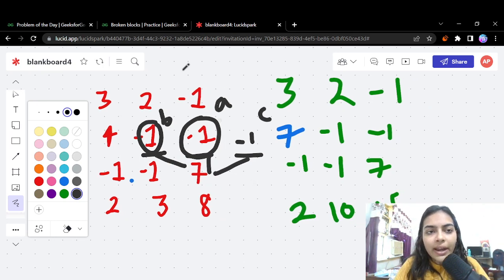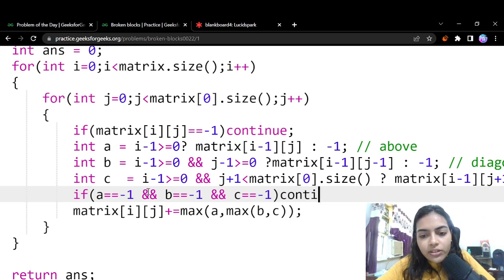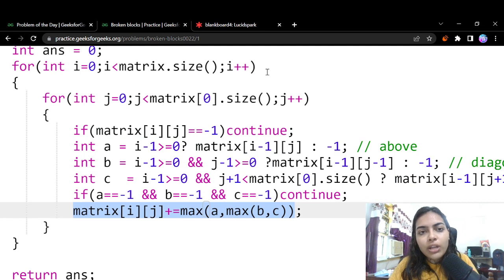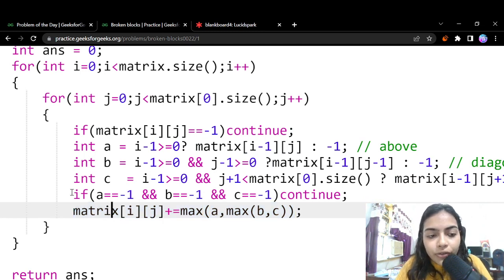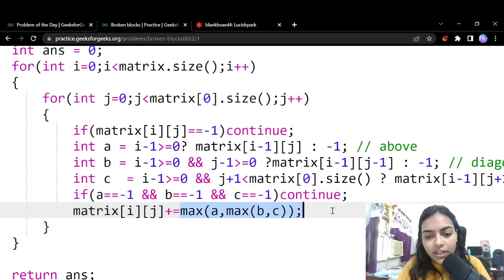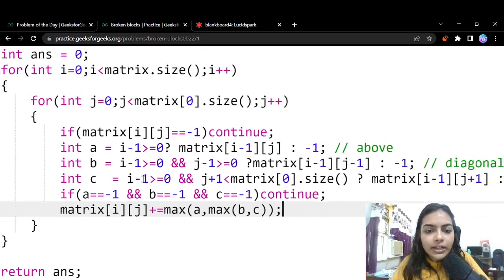If all the three are minus 1, then in that case, you will have to give a condition. If a is minus 1, b is also minus 1 and c is also minus 1, then in that case also you can just continue, okay? You need not add minus 1 to the answer, because if you don't give this condition, if you don't give continue, then what will happen? You will add minus 1 coins to your answer, which is wrong. You can never add minus 1. Minus 1 means dead, it doesn't mean number of coins, okay? So these are the cases that you will have to consider.